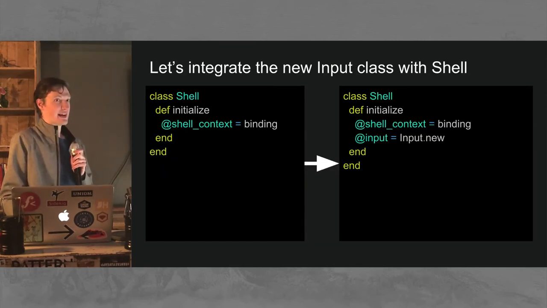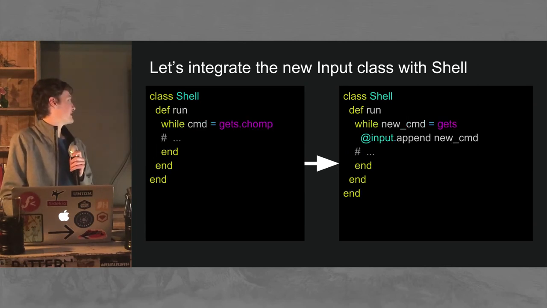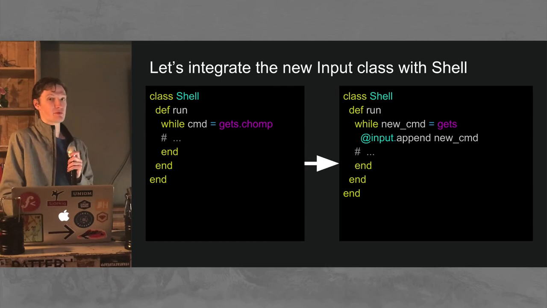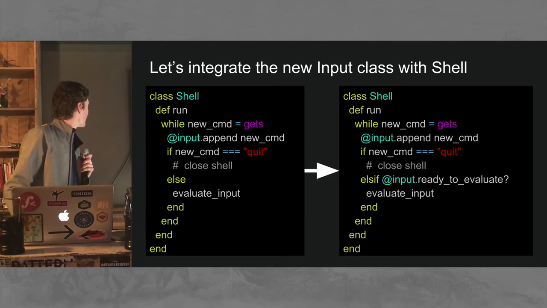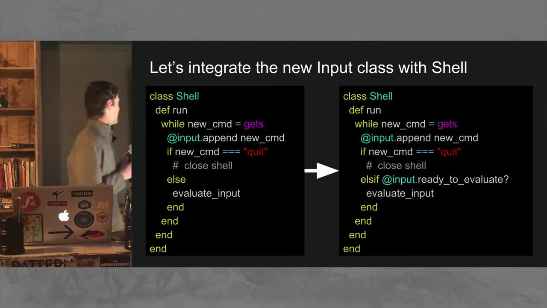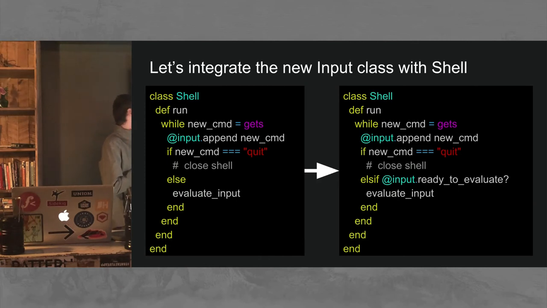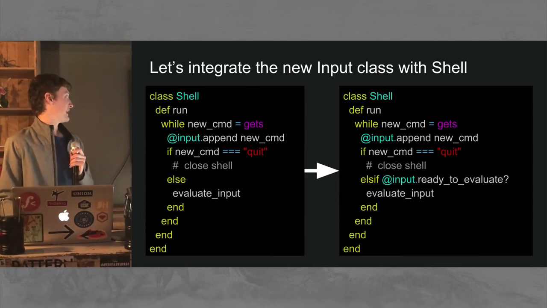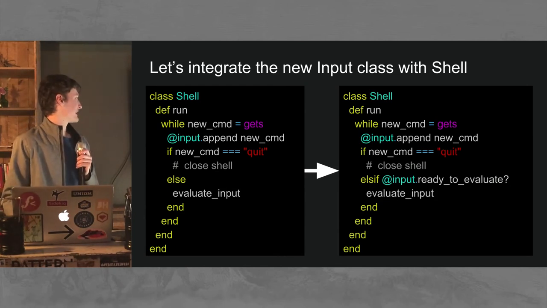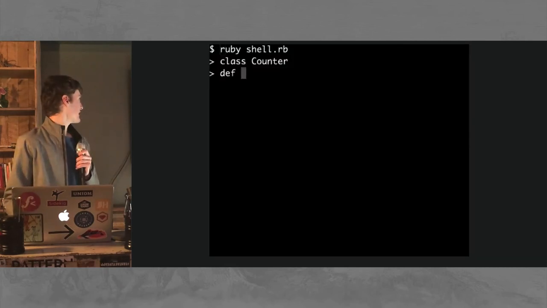And so now we can integrate that back into our shell object from earlier. At the very beginning, we're going to create a new input value. When we receive new user input, we're going to append that most recent input to the existing input. We're going to wrap the evaluation of the input in this else if input is ready to evaluate. So we're not going to evaluate input until it's ready to be evaluated. And in the case where one of those checks fails, it will keep collecting user input. Let's see if it works.